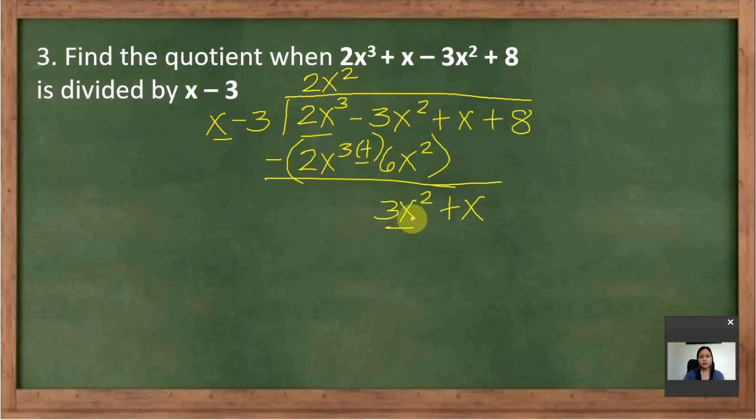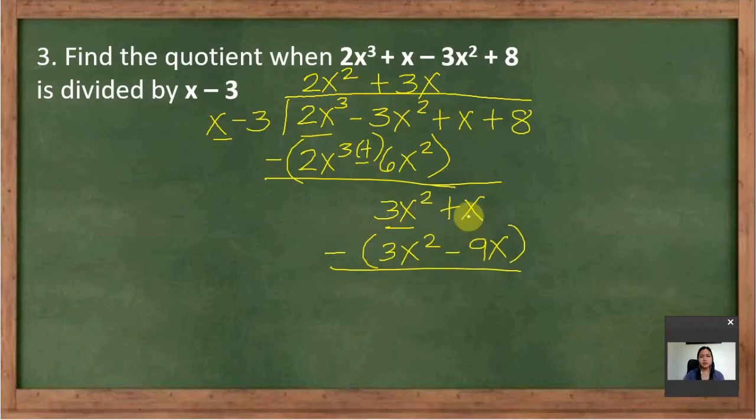Again, we will divide 3x squared by x. So this is plus 3x. 3x times x, we have 3x squared. 3x times negative 3 is negative 9x. So subtract again. This is 0. x plus 9x is 10x. Then bring down plus 8.